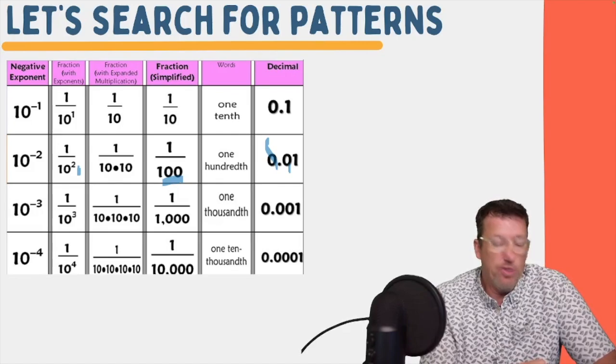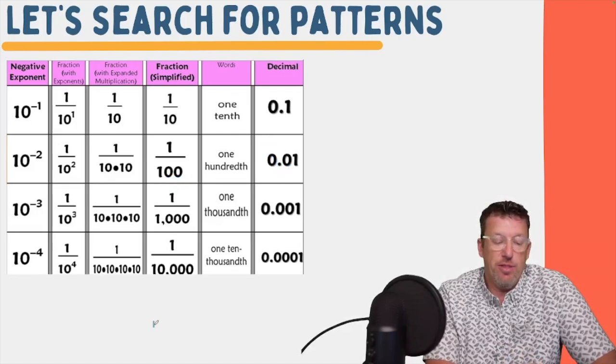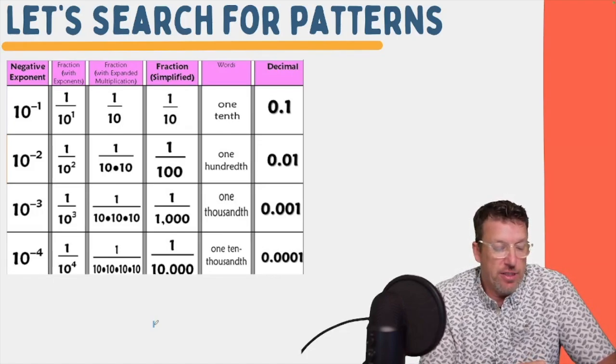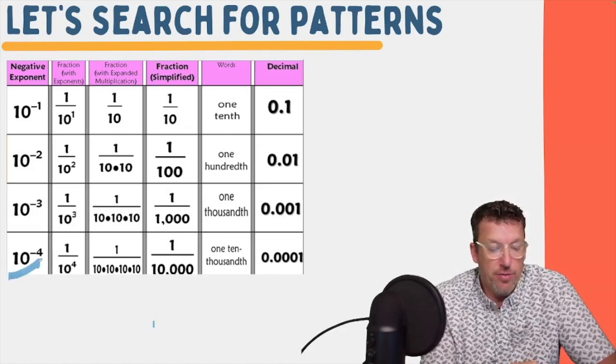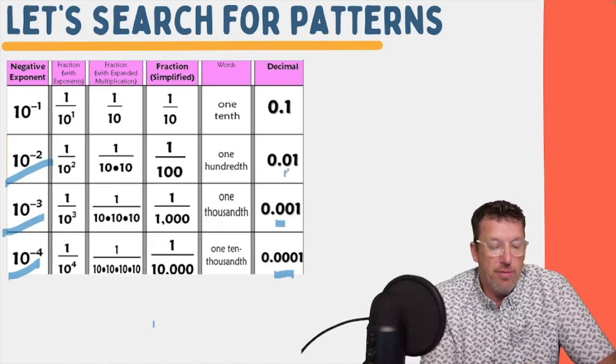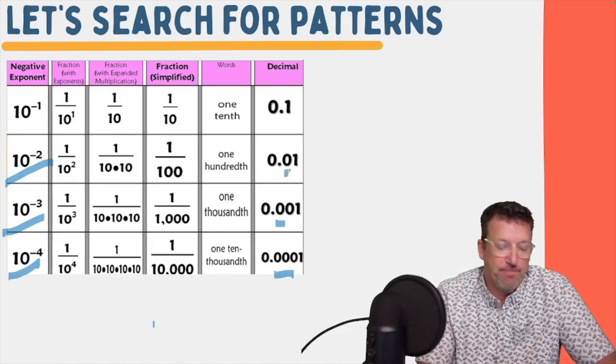0. So when you're doing negative exponents, the way I always think about it is, once I turn it into a decimal, it's 1 less 0 than the exponent tells us. So if this is 10 to the negative 4th, I'm going to use 3 zeros. 10 to the negative 3rd, I'm going to use 2 zeros. 10 to the negative 2, I'm going to use 1 0. Seeing the pattern? Pretty cool, huh?